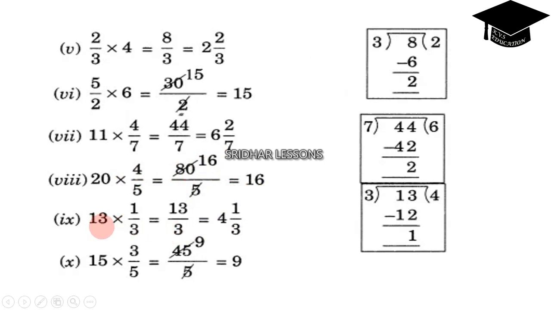Ninth problem, 13 into 1 by 3 is equal to 13 by 3. If you divide 13 by 3, we will get the remainder 1. So the result is 4 of 1 by 3. Next one, 15 into 3 by 5. Okay, 15 into 3 is 45 by 5.